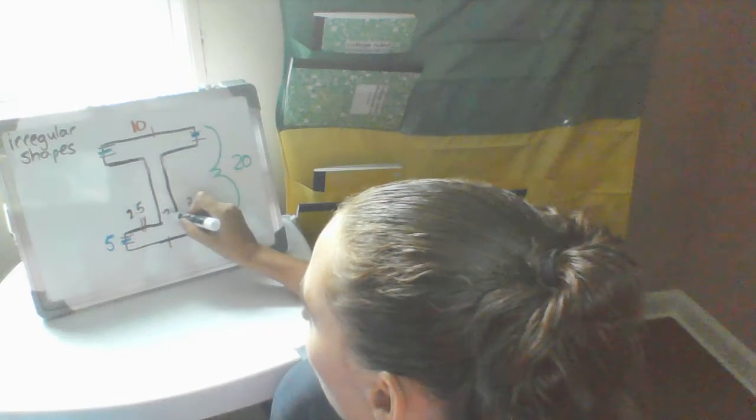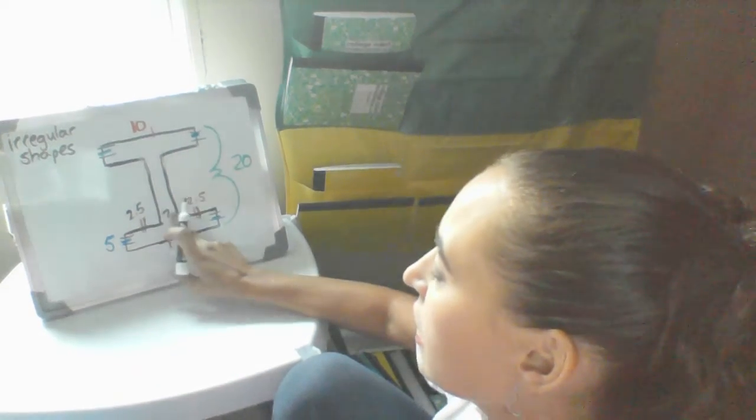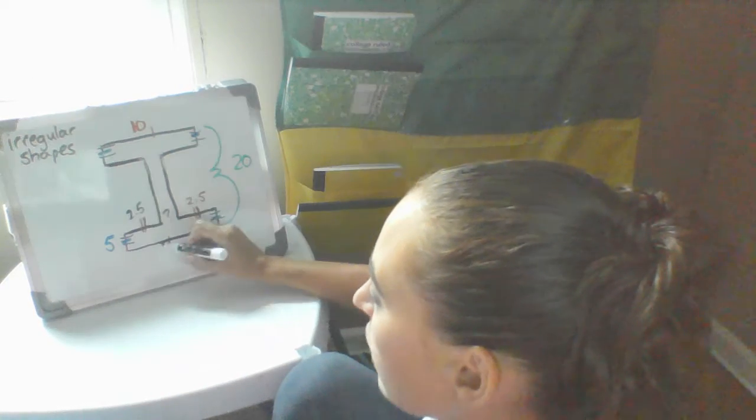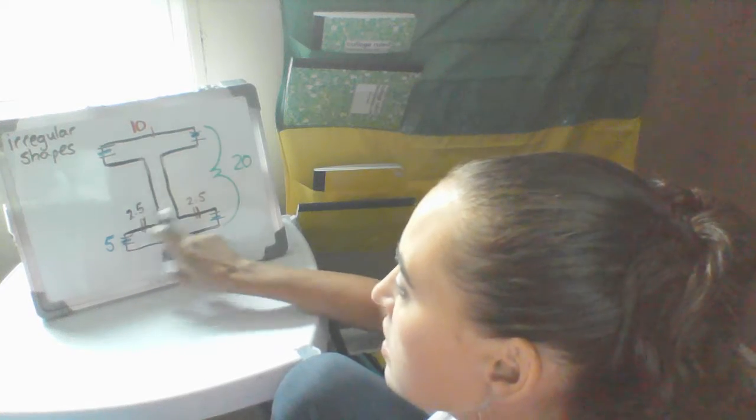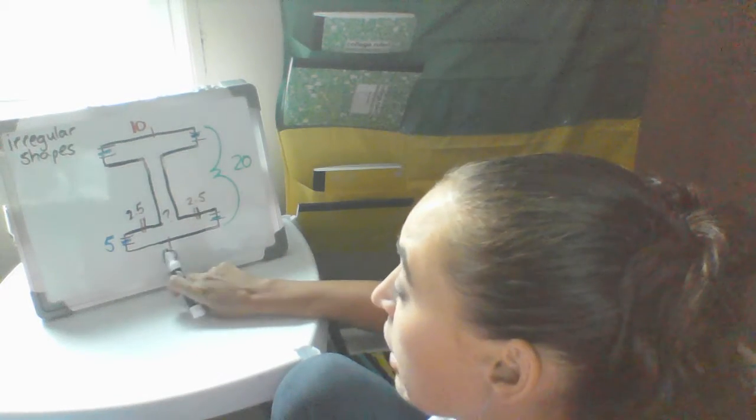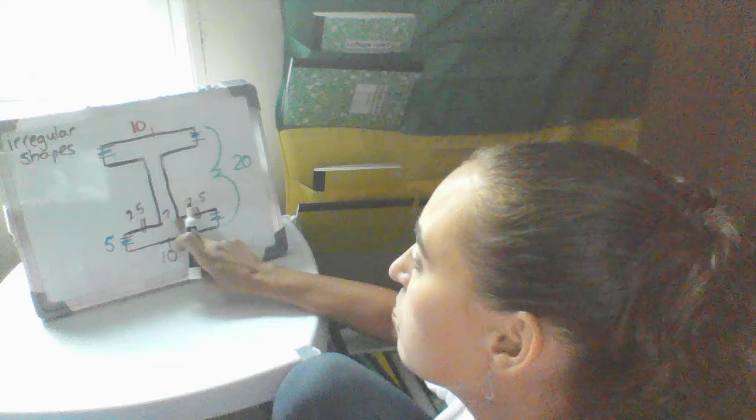Okay, and I'm looking for what is this? Okay, so the measure of this is 2.5, and the measure of this is 2.5, and the total measure of this is 10. I'm going to do this plus this, and so subtract it from 10, and that will tell me what the measure of this is.